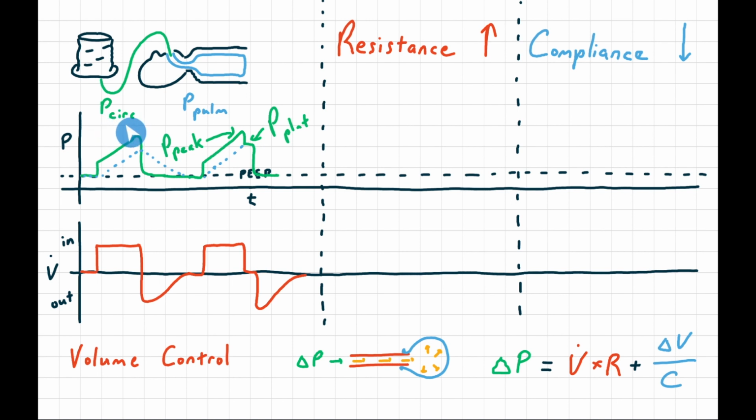circuit pressure graph. And if we take a look at what would happen in a high resistance situation versus a low compliance situation, we can see how the peak pressure and the plateau pressure are helpful for teasing out which one of these is the problem. We'll go ahead and start in the high resistance situation.